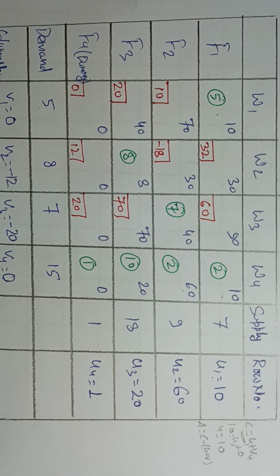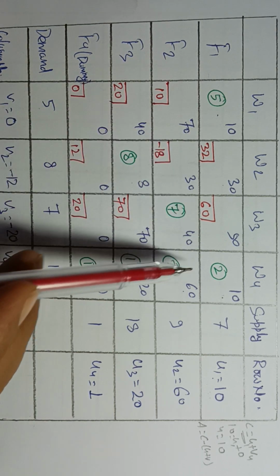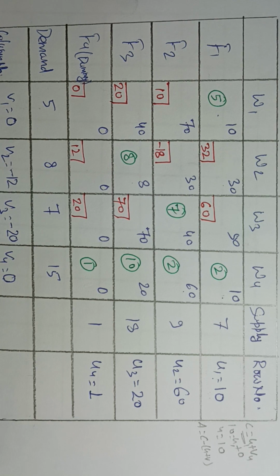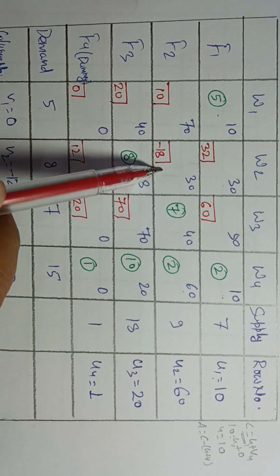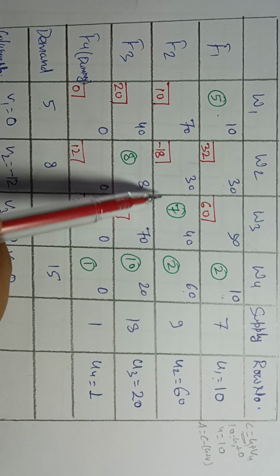So in this way we calculated the opportunity cost for each unoccupied cell. And here what we are finding is that there are certain cells where we are getting a negative opportunity cost. Like this one only is the negative opportunity cost, the remaining others are positive. So we will have to go for the improvement. Now there is only one negative opportunity cost, that is minus 18 in this cell F2W2, and we will proceed for making a loop with the help of vertical and horizontal lines.